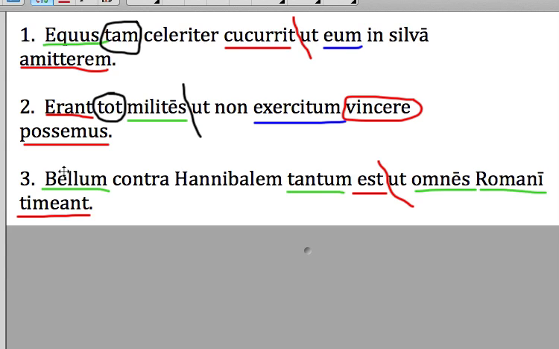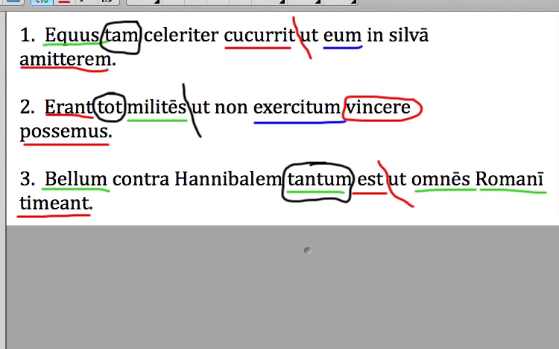So, if this is a result clause, we're expecting a signal word, and your signal word right here is tantum, which is also an adjective modifying bellum. Okay? So, the war against Hannibal is so great, you're wondering how great is it? So great that all the Romans are afraid. Okay, there's your result clause. Subjunctive verb, ut, signal word, main verb.